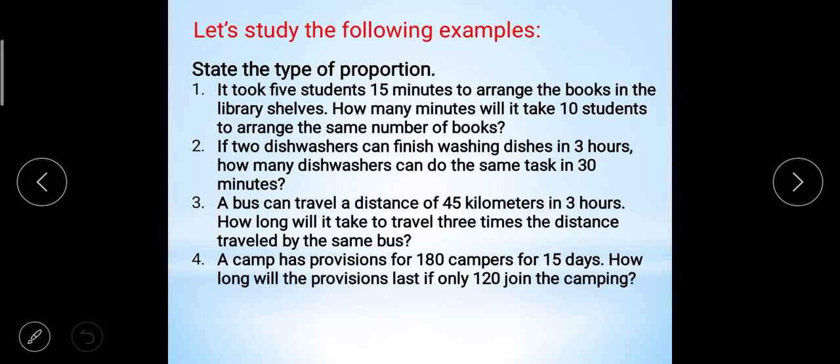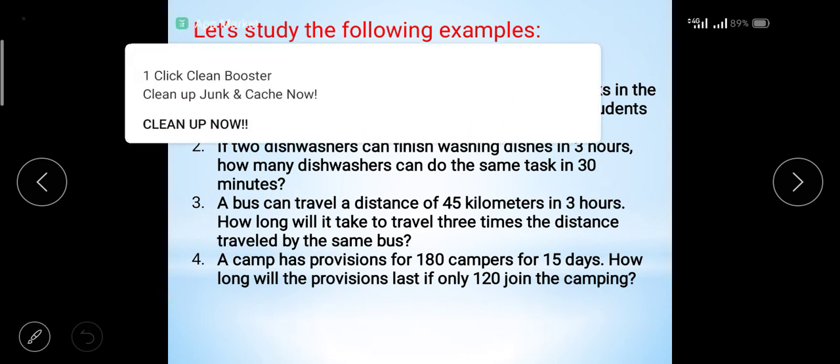Do you think this one is a direct or an inverse? Aya, what do you think? Direct or inverse? For problem number 1, you just need to state if the problem is a direct or inverse proportion. You just need to state what type of proportion. Problem number 1. How do you say so? What is the reason?